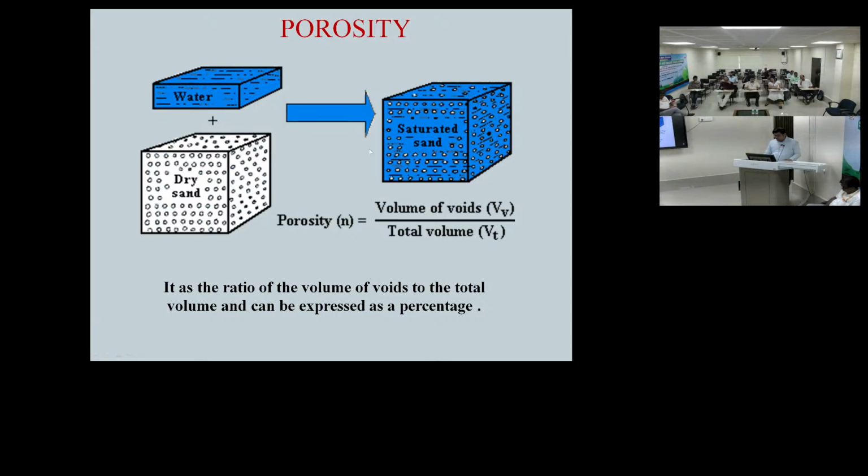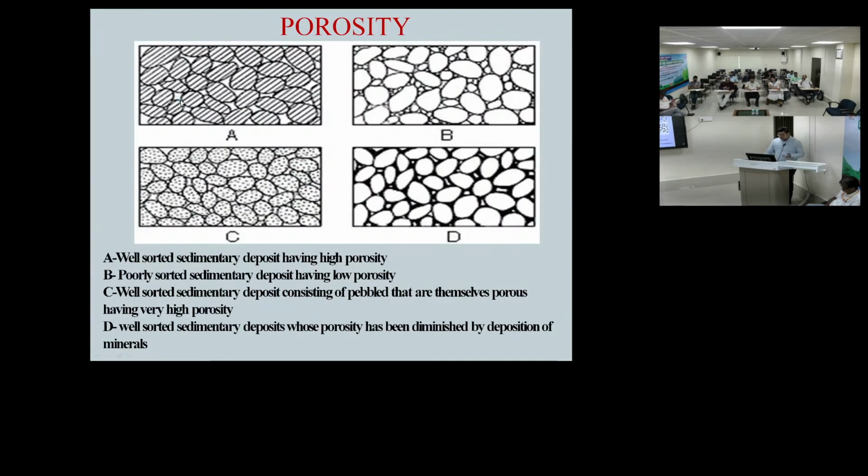So ultimately those pore spaces have been saturated. So in the total volume, what is the amount of pore spaces there? That we consider as porosity. Well sorted means you can see these sand sediments are well sorted, so porous spaces are good. So it has a high porosity.